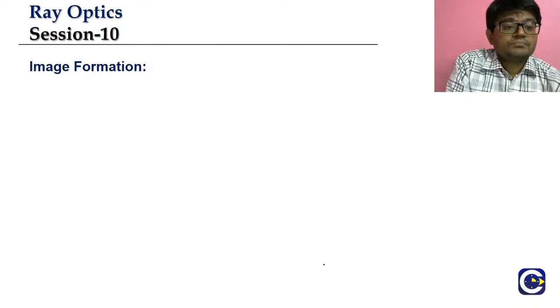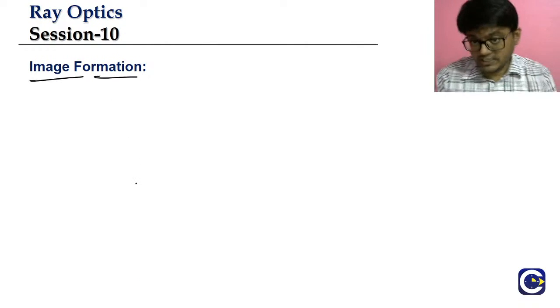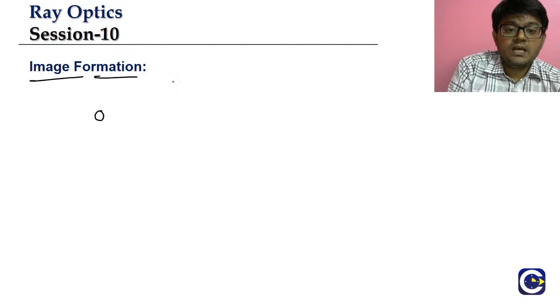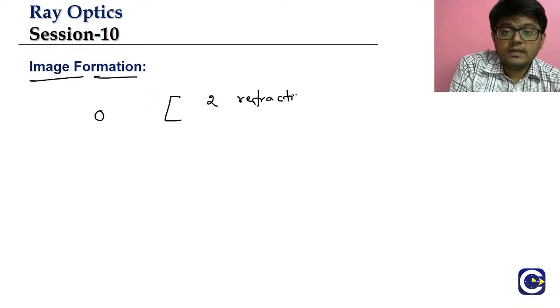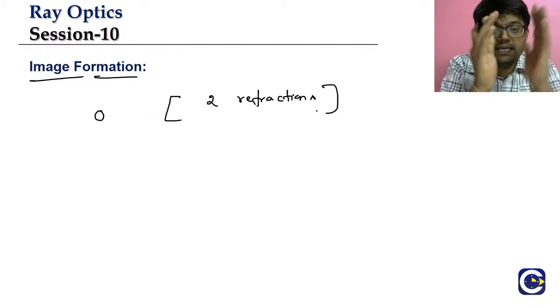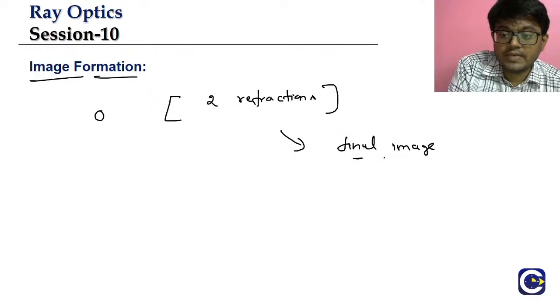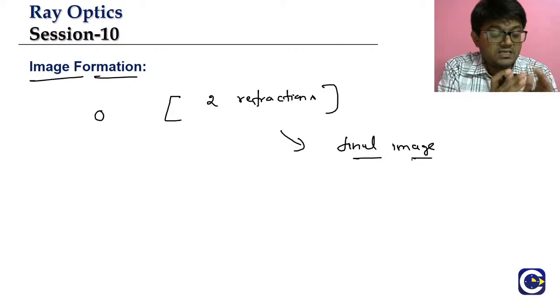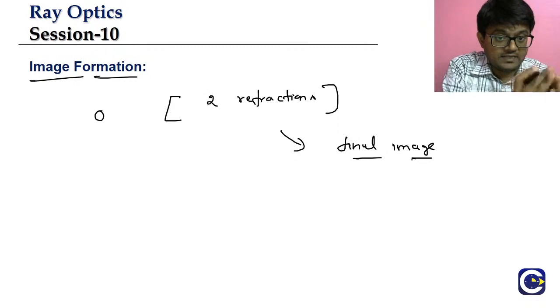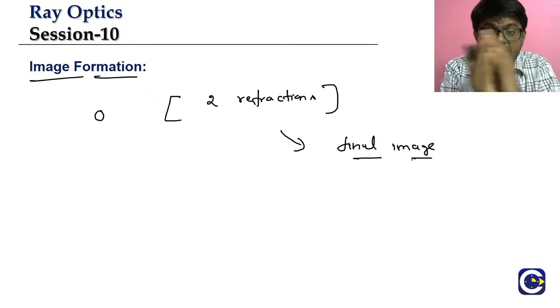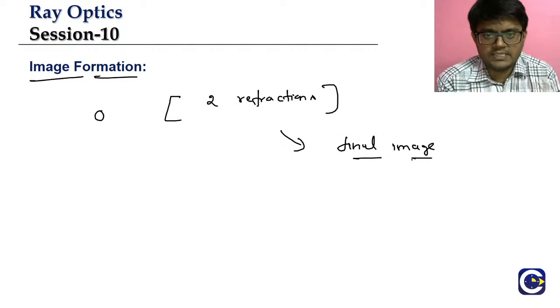Now we'll come to the important part, which is the image formation. When we talk about image formation, we have an object, and a lens will have two refractions, one at each boundary. Because of that, you will have the final image being formed. So we are not interested in the image at the first refraction and the image at the second refraction. We are interested to know just where the final image is going to be formed. That is our interest, right?